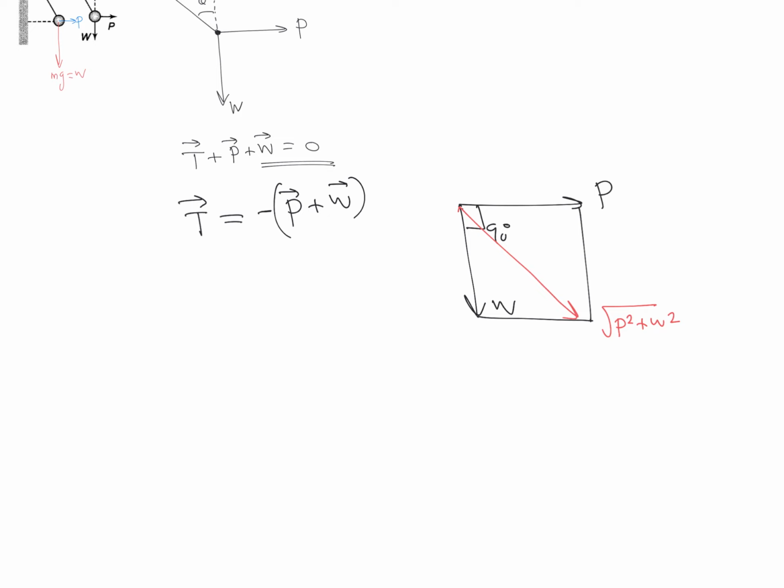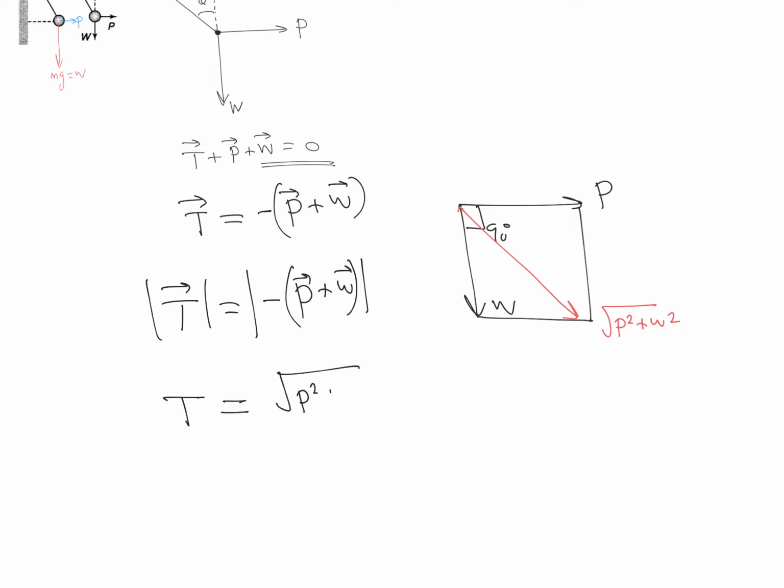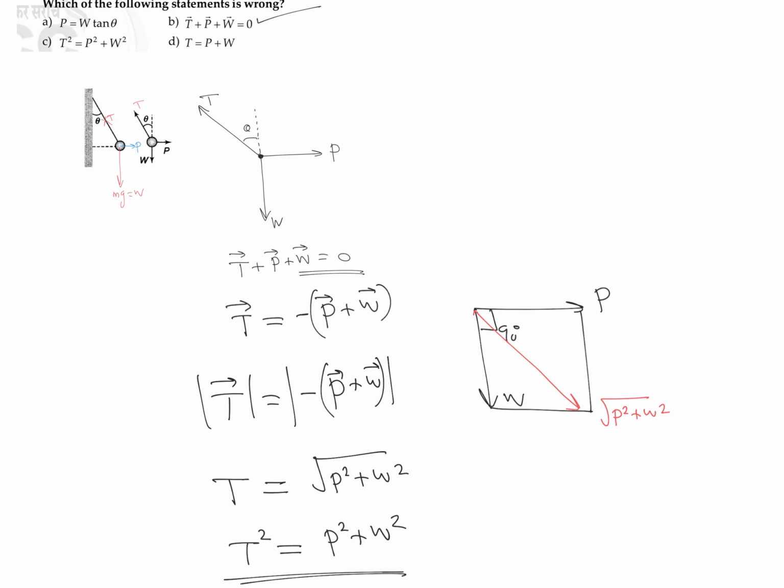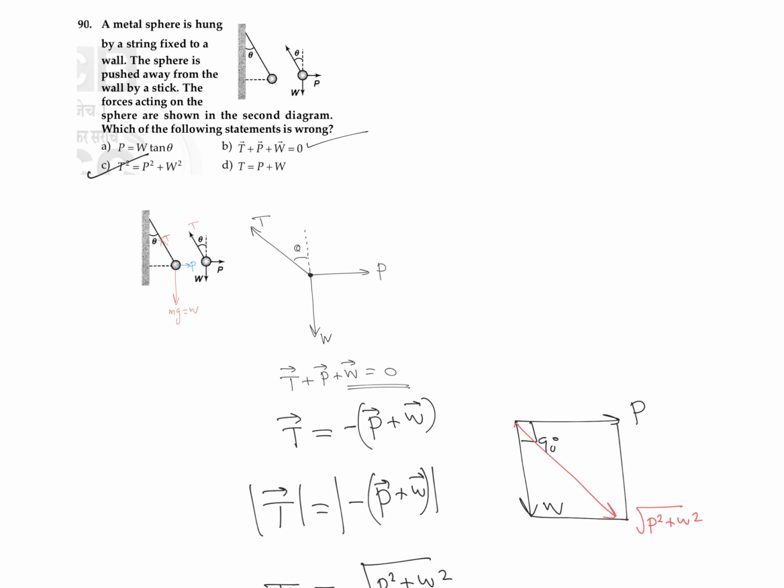So we can write that the magnitude of this T vector should be equal to the magnitude of the P vector plus W vector. If I equate their magnitudes, what we'll get is the magnitude of T should be equal to the magnitude of the vector sum of P vector plus W vector, which is the square root of P squared plus W squared. If I square both sides, we get T squared is equal to P squared plus W squared. Got it? This is given in the third option. So we can say that the third option is also correct.